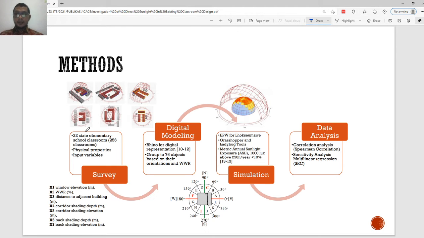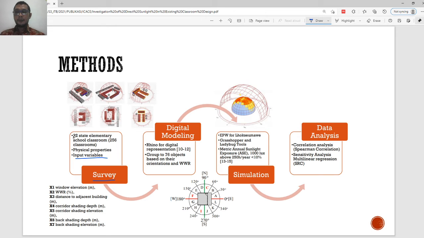For the method, this study used several methods. The first one was a survey. The survey here is purposefully for making the physical objects into digital objects. Actually, we are looking for physical features as input variables that are important in this case, to affect the availability of daylight inside the classroom.